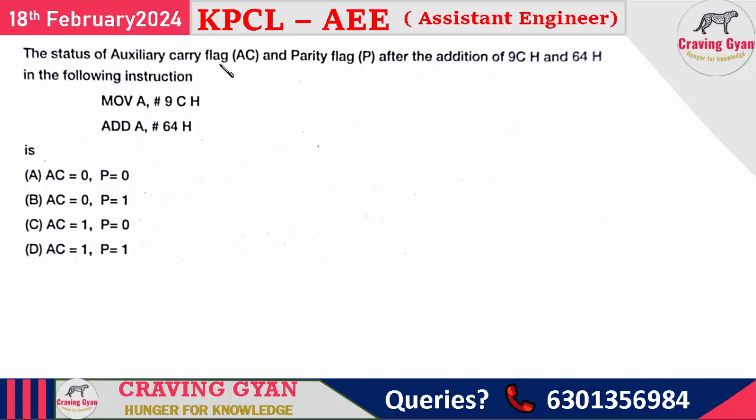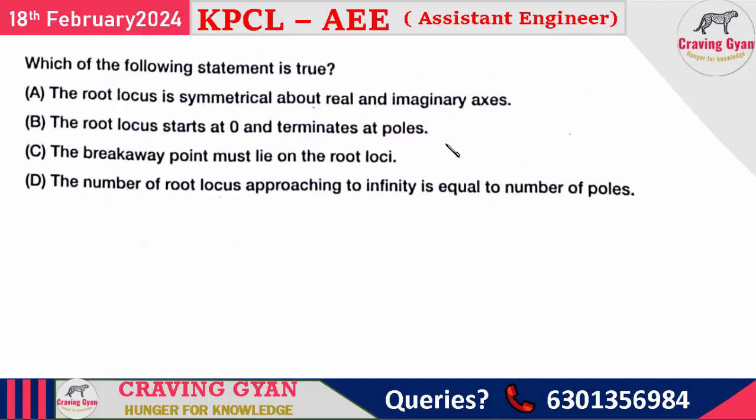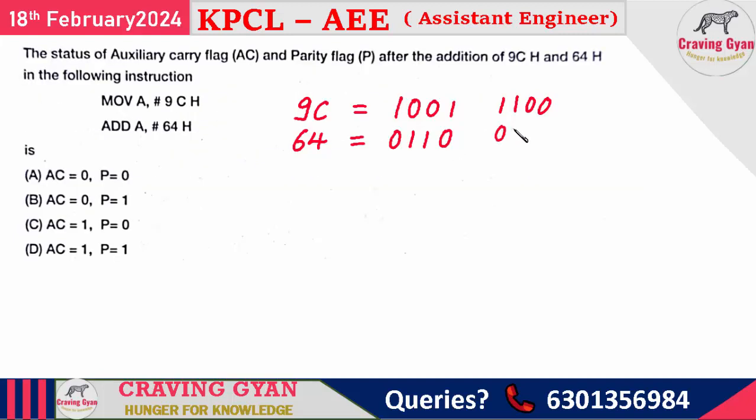The status of auxiliary carry flag and parity flag after doing addition, they are asking. What is the value of A? It is 9C. It is being added with a 64 immediate value, and that too in hexadecimal H they have given. 9, it is 1001. C means what? 12, 1100. 6 means what? How you are going to write? 0110. 4, 0100. When you're trying to add, what you're going to get is 0, 0.